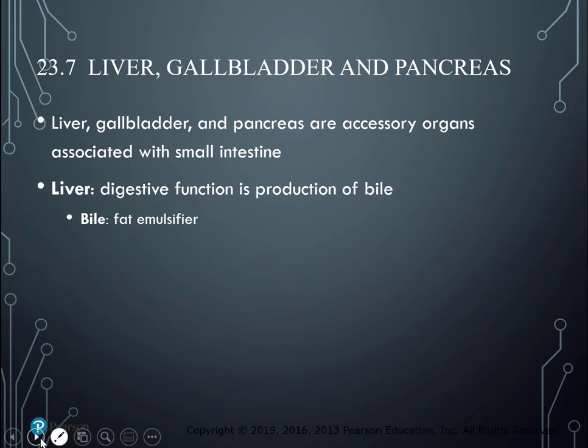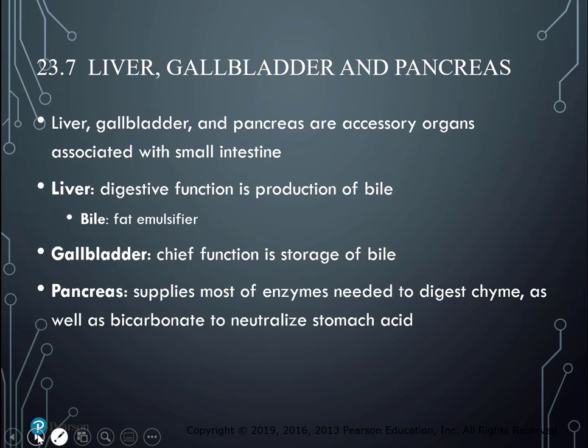It is responsible, with its digestive function, for the production of bile. Bile is an emulsifier. Bile serves to emulsify fat-loaded chyme before we digest it. The gallbladder is the chief storage organ for bile, and then the pancreas supplies most of the enzymes that are needed to digest chyme, as well as bicarbonates to neutralize the stomach acid.